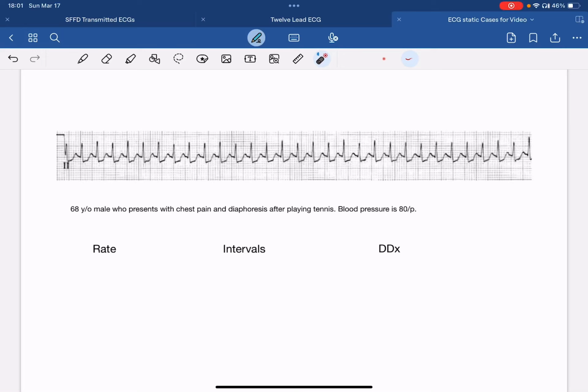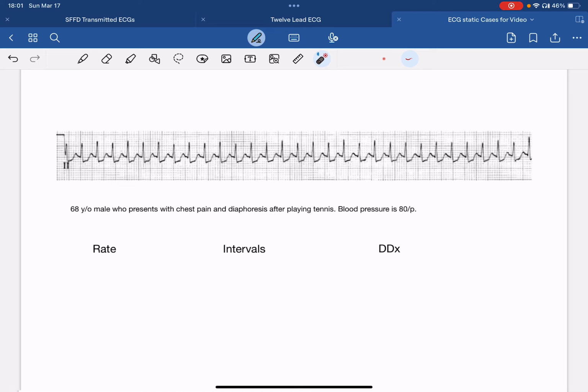So for this case, we have a 68-year-old male. He's got chest pain, diaphoresis, and this all happened while he was playing tennis. He's got a very low blood pressure, 80 on palpation. So because of this low blood pressure, it's pretty easy to say that he is in fact unstable.